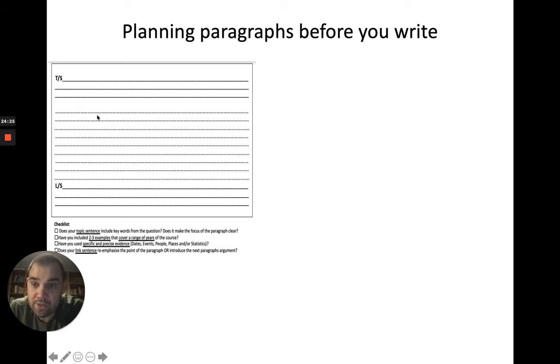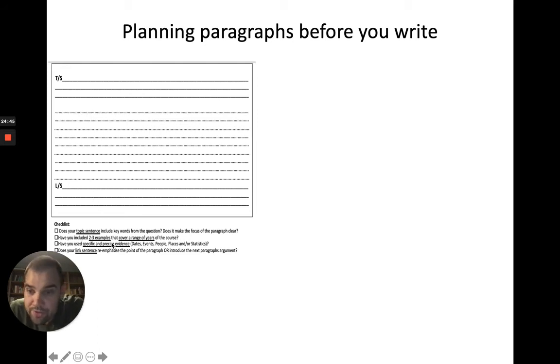Now, with the dotted lines, though, all you're going to be doing is planning out the evidence you want to use in note form, okay? So you're not writing out the full paragraph here. You're just writing a really good topic sentence. You're doing some bullet points of the evidence you're going to use in that paragraph. So you think about, right, if that's the topic sentence, what evidence am I going to use here? And then you can do a draft link sentence.